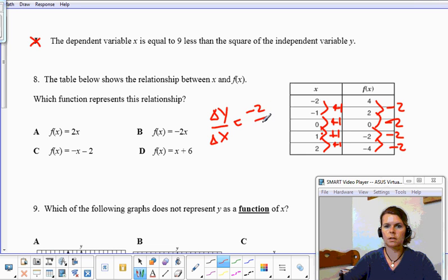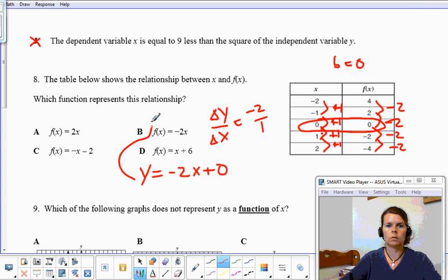That's my slope. My y-intercept is where x is 0. This is my y-intercept. My b is 0. So I have my slope. I have my y-intercept. I can write y equals mx. So negative 2 over 1 is negative 2. X plus 0, which is b.